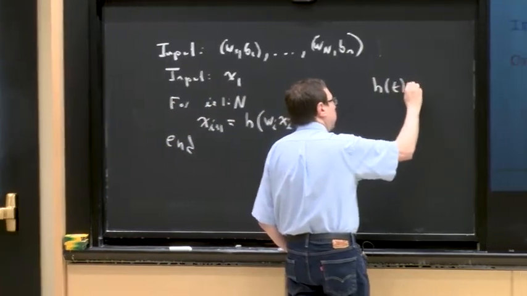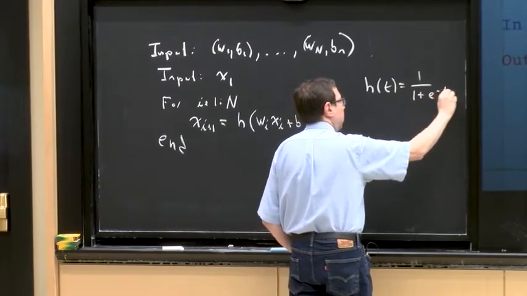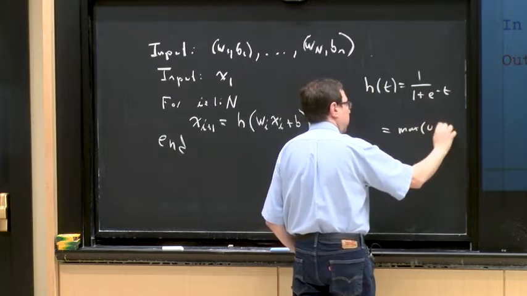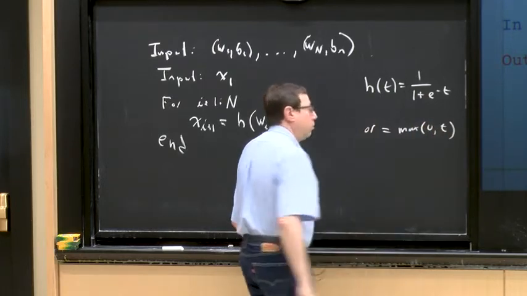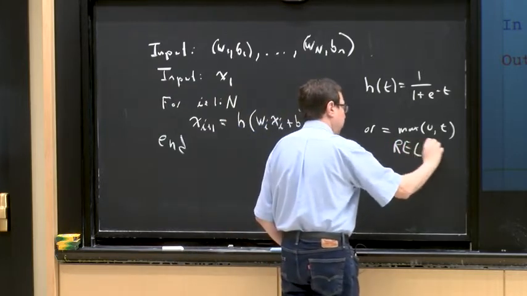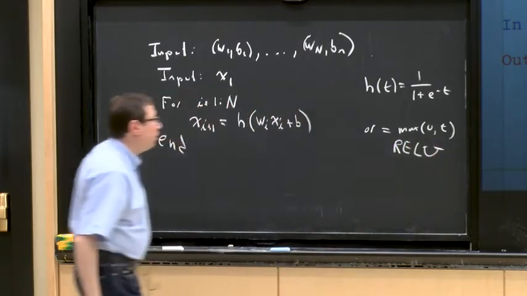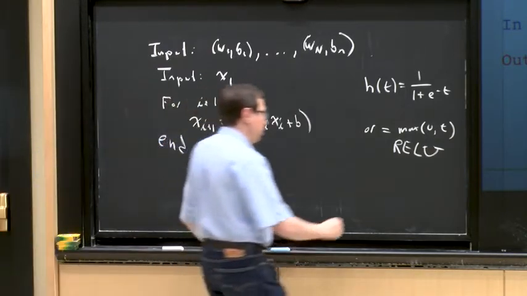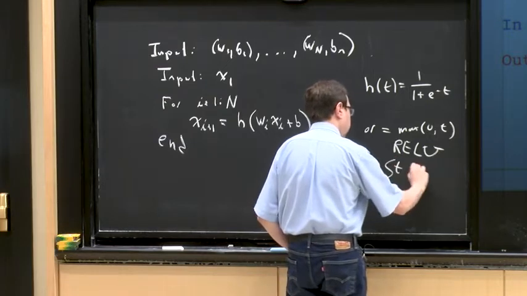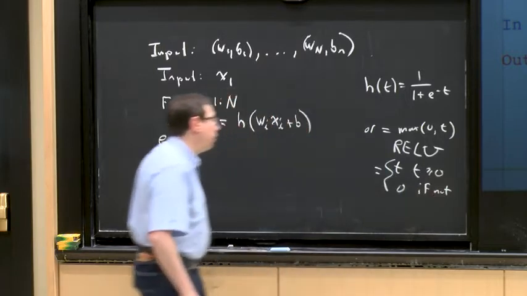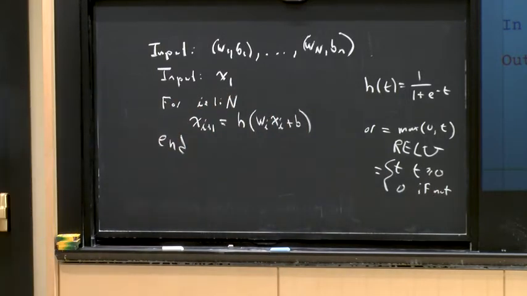In the old days, people used to talk about the sigmoid function. Nowadays, it's the maximum of 0 and t that gets used all the time. It's got this ridiculous name, ReLU, which I really can't stand. But anyway, the rectified linear unit. It's just the function that's t if t is greater than or equal to 0, 0 if not. But whatever function you like.